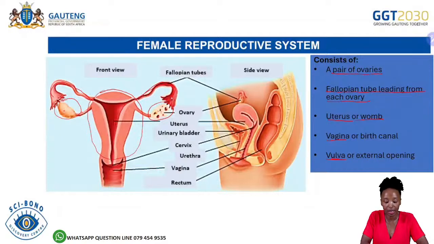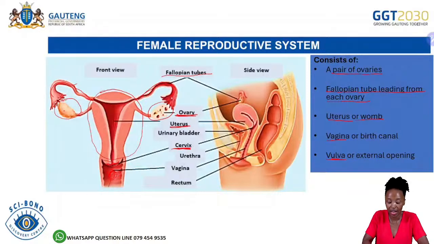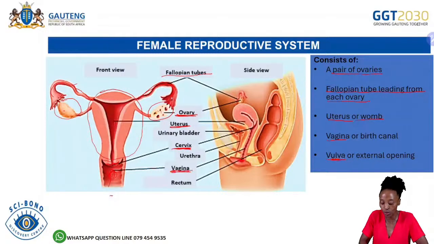These are what we call the fallopian tubes. You can see there the fallopian tubes. We've covered the ovaries and the uterus. And then at the bottom of the uterus is called the cervix. And then we have this part, which is the passage where the baby goes through when it is born, and that passage is called the vagina. And then at the end, this opening which leads to the exterior, this is what we call the vulva or the external opening.